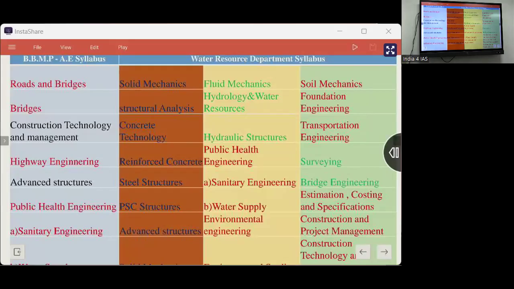These things you have already studied in your graduate life. There is nothing new. You have already mastered the subject.